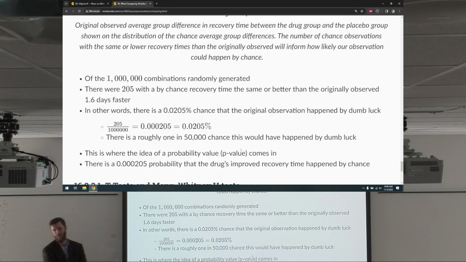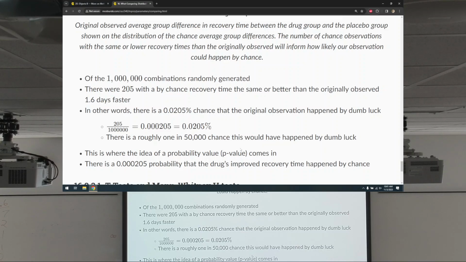Those distributions are different. The conclusion is, yes, there absolutely was a difference between them. At least there's a 49,999 out of 50,000 chance that there's a difference. There almost certainly is a difference. There's a 0.0205% chance that our observation was dumb luck. So there was likely an actual difference. The drug actually had an impact on the recovery times.